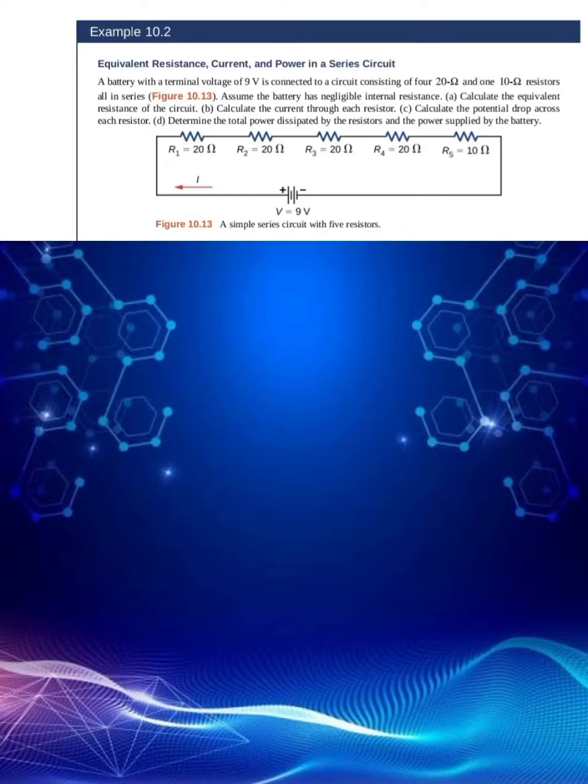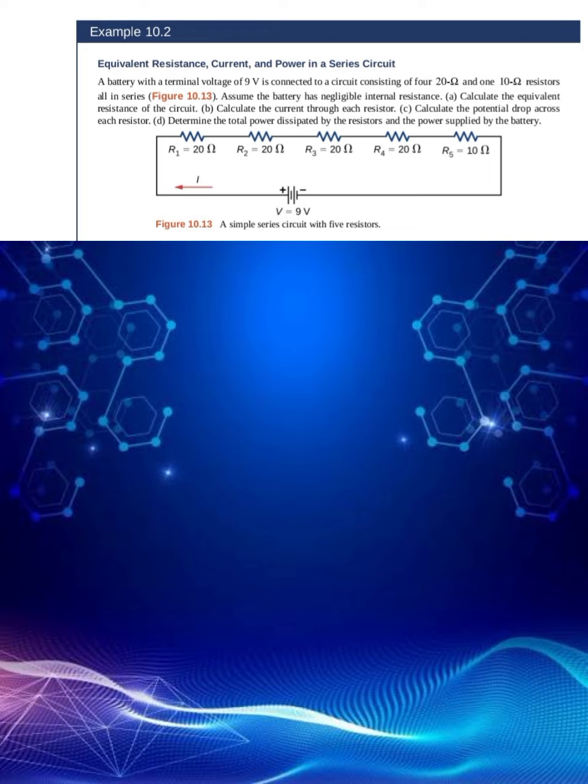Good day. Example 10.2: equivalent resistance, current, and power in a series circuit. A battery with a terminal voltage of 9 volts is connected to a circuit consisting of four 20 ohm resistors and one 10 ohm resistor, all in series.